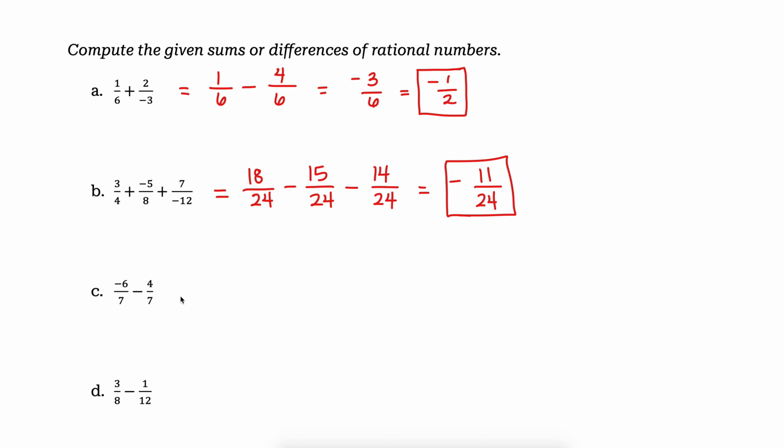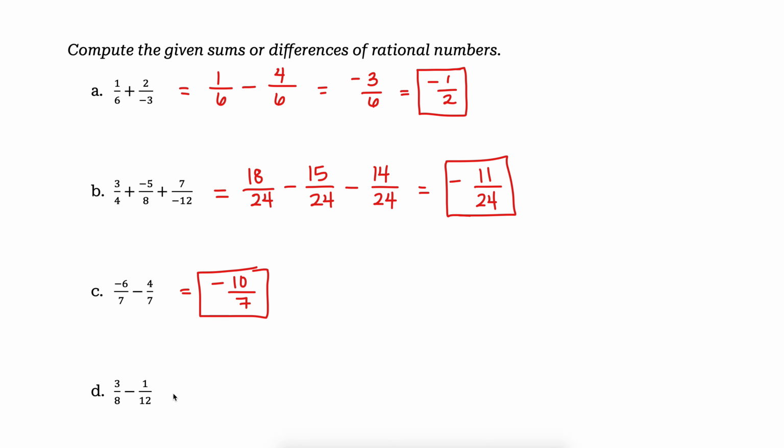The third one, we have a common denominator. We have negative 6/7 minus 4/7. Negative 6 minus 4 is going to be negative 10/7. And in here, you don't need to worry about turning it to a mixed number. You can leave this as the improper fraction. Negative 10/7 is going to be our answer.